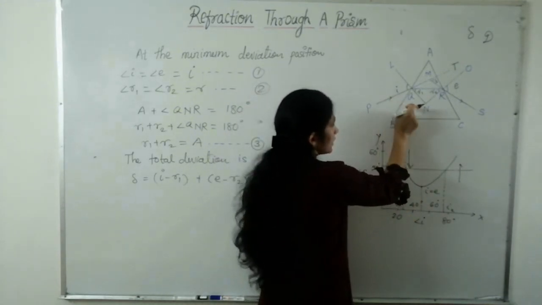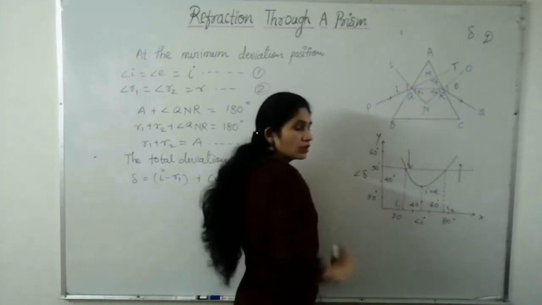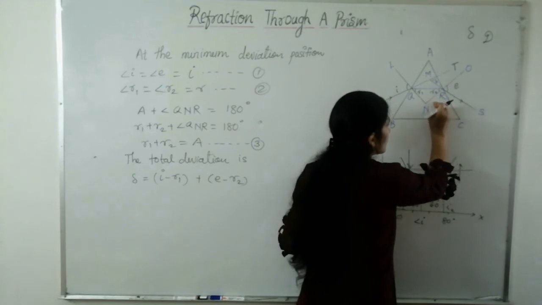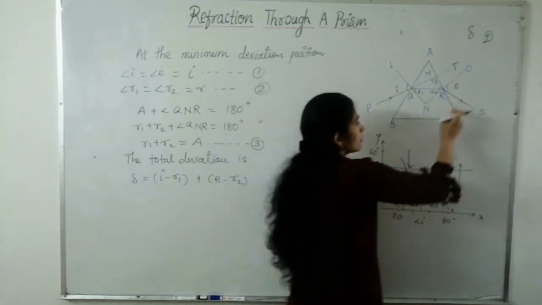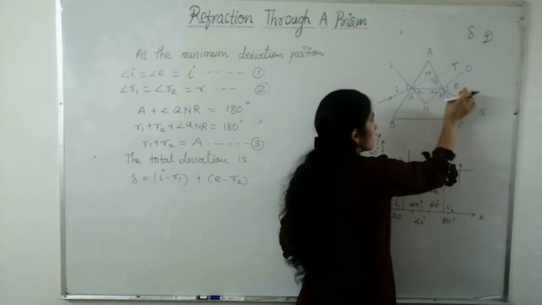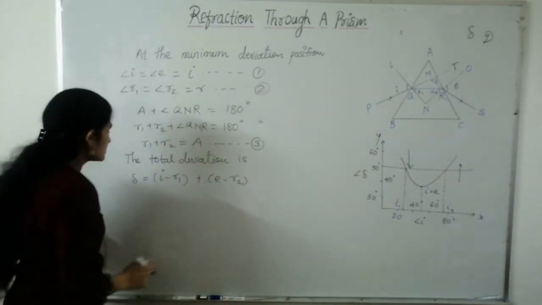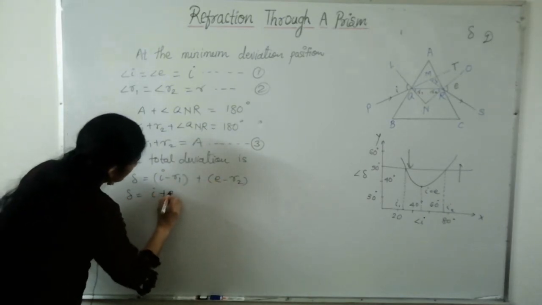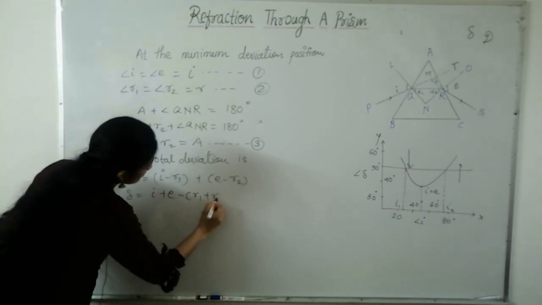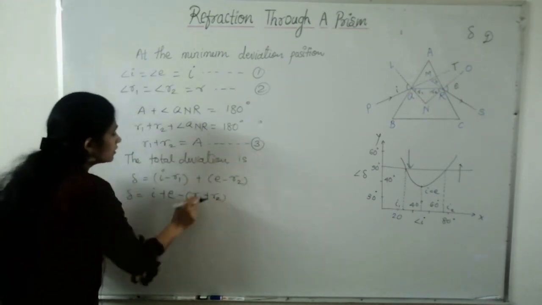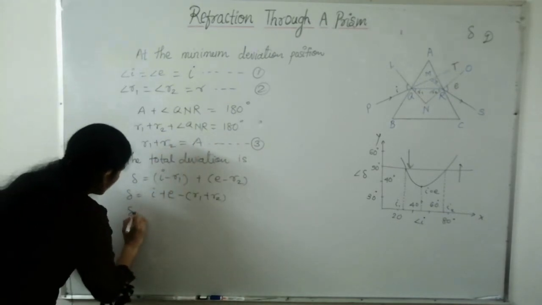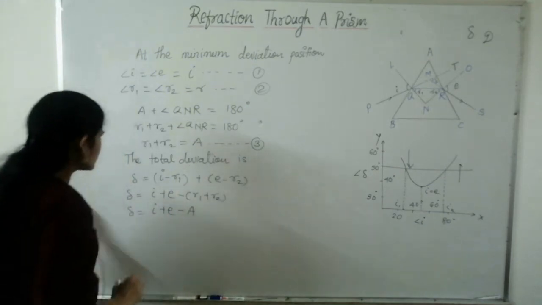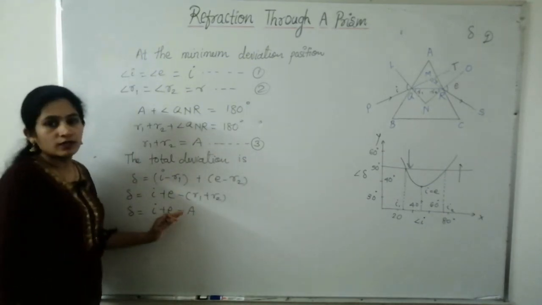We know that when a light ray travels from rarer medium to denser medium, it bends towards the normal. Therefore, i is greater than r1. And when it travels from denser medium to rarer medium, it bends away from the normal. Therefore, e is greater than r2. And hence the deviation we can write e minus r2. If you solve this and take the minus sign common, you can write i plus e minus r1 plus r2. And from equation 3, r1 plus r2 is A, which is the angle of prism. Therefore, we can write delta is equal to e plus i minus A.